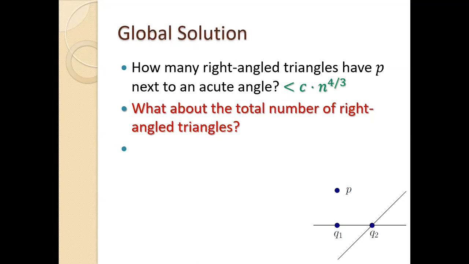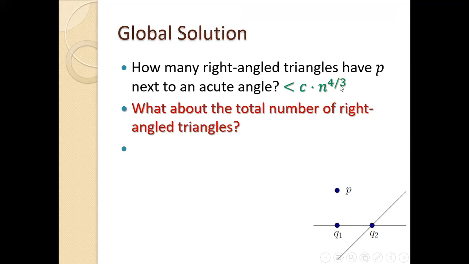I went too quickly, huh? So even if you didn't quite follow the last couple of slides, what we proved in them was that if you fix a point P, the number of right angle triangles next to P is at most n to the 4/3.